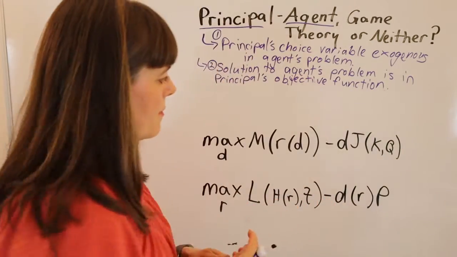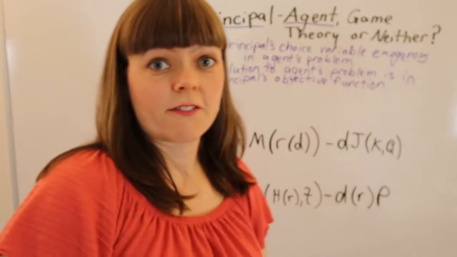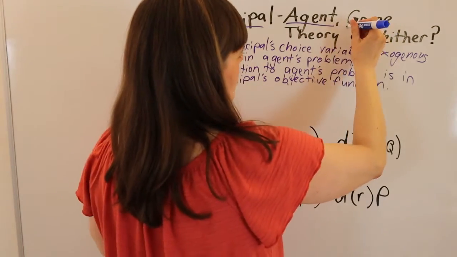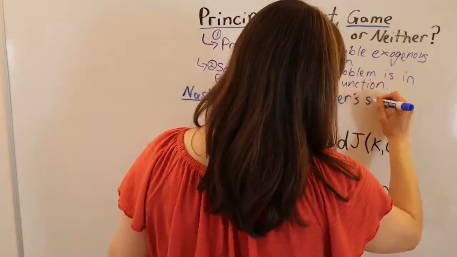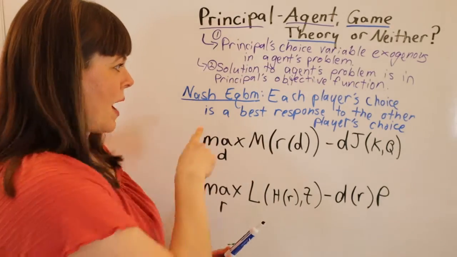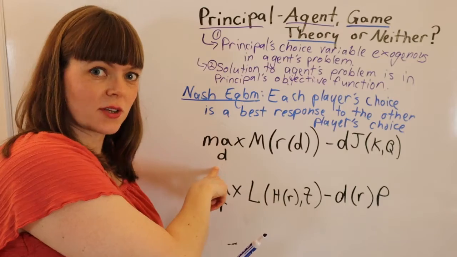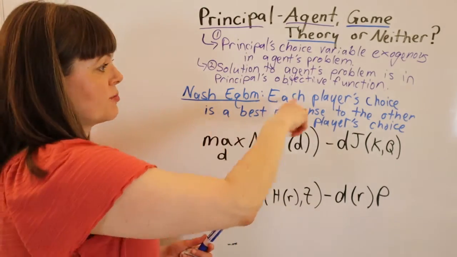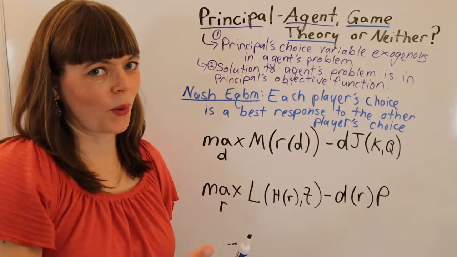Now, maybe it's a game theory pairing, and so let's check for that. So game theory, what are the criteria for game theory? And I'm actually going to do Nash equilibrium here, so let me write that out. Okay, Nash equilibrium happens when each player's choice, of course that's going to be their choice of the choice variable, or their solution, the optimal choice of this. Each player's choice is a best response to the other player's choice.